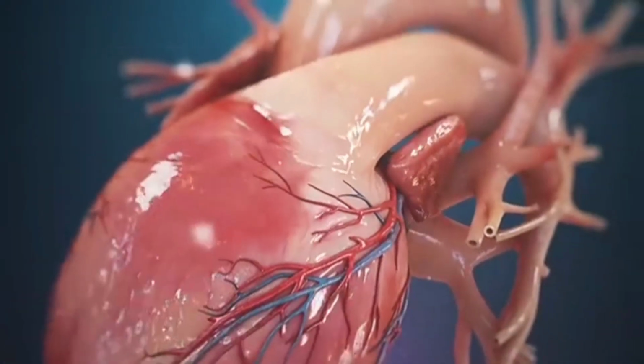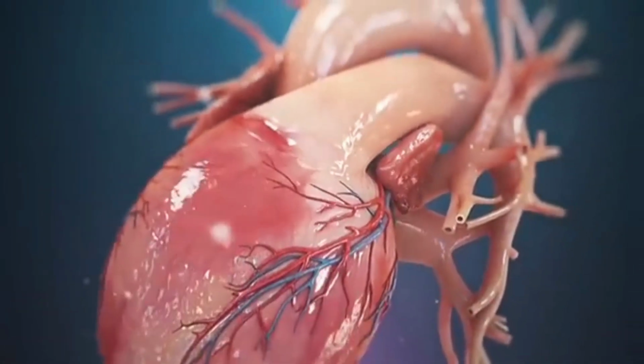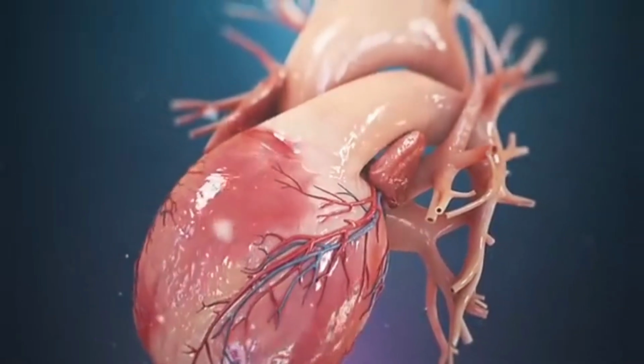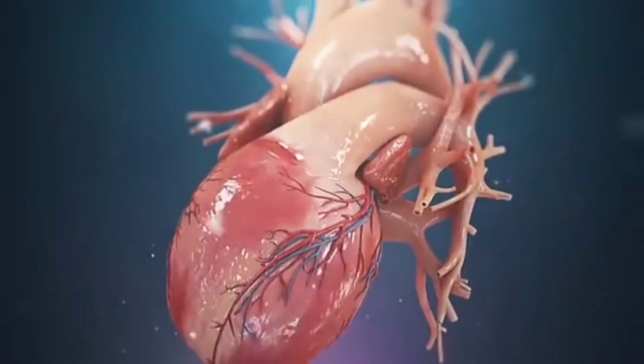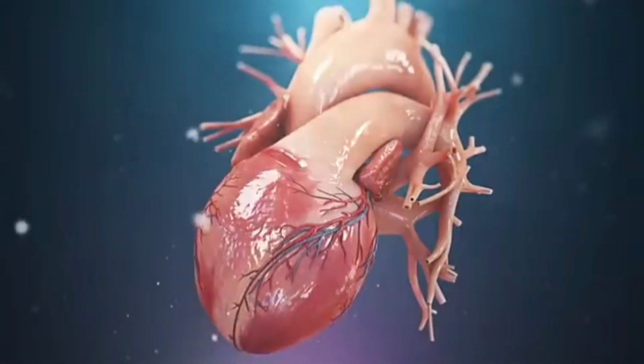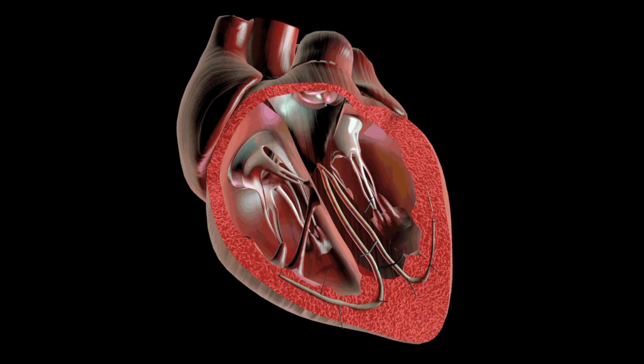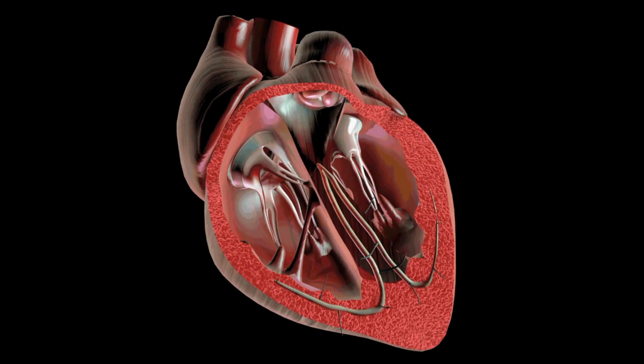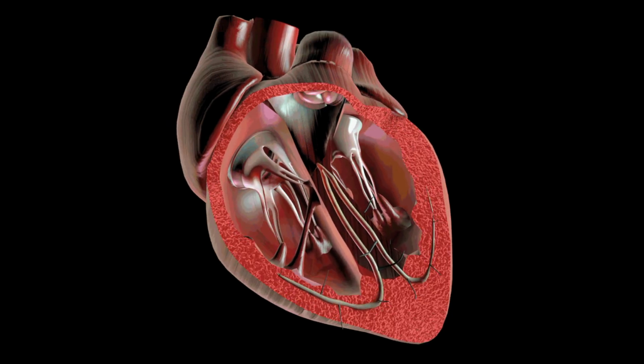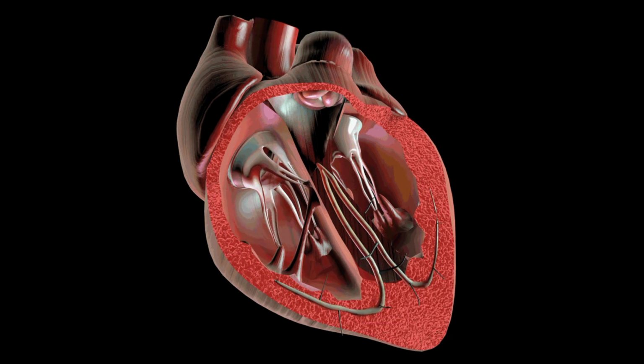3. The bundle of His and Purkinje fibers. From the AV node, the electrical signal travels down the bundle of His, which divides into right and left bundle branches, and then into the Purkinje fibers. The Purkinje fibers distribute the electrical impulse through the ventricles, causing them to contract and pump blood to the lungs and the rest of the body.